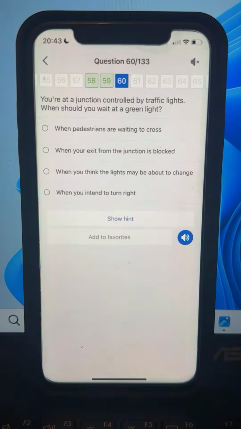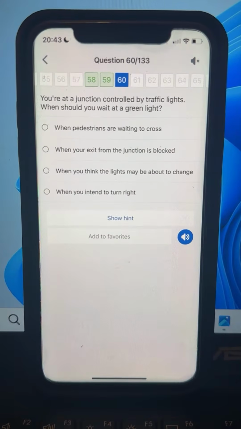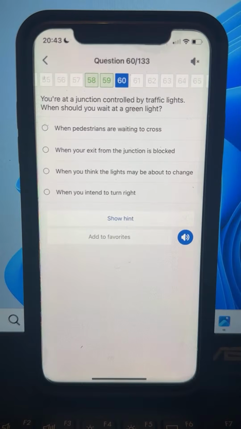Good. You're at a junction controlled by traffic light. When should you wait at a green light? We've been studying that green means go. Yeah, if your way is clear.